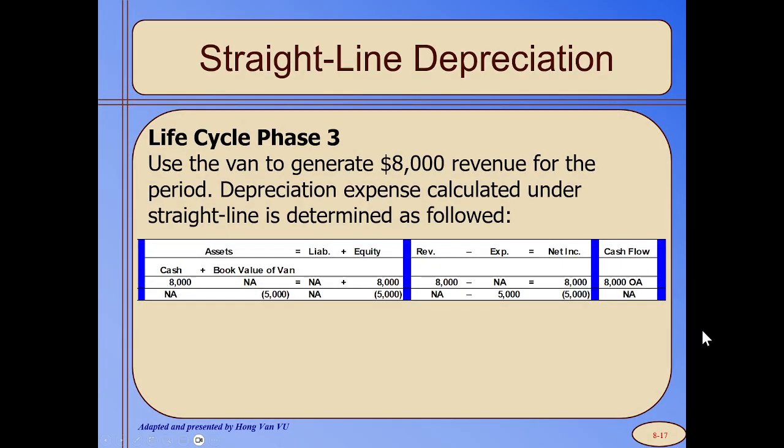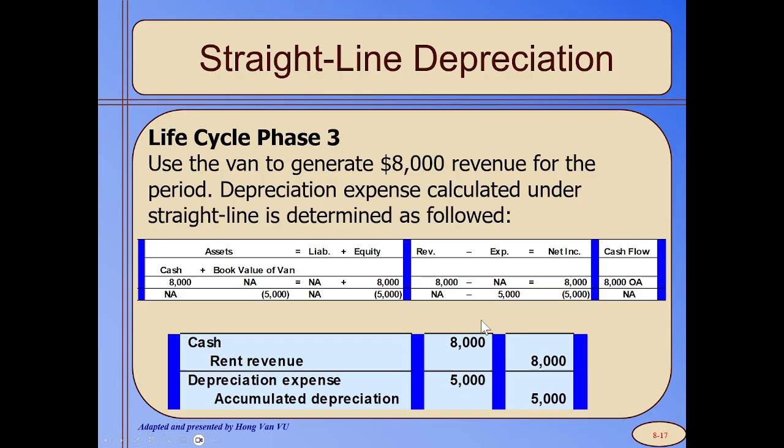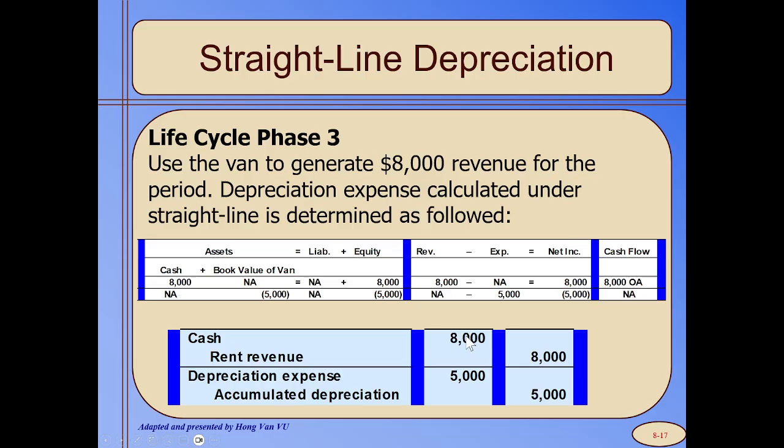The journal entry to recognize the revenue is a debit to cash and a credit to rent revenue. The journal entry to recognize the depreciation expense is a debit to depreciation expense of 5,000 and a credit to accumulated depreciation of 5,000. Notice that the increase in accumulated depreciation results in a decrease to the book value of the van.